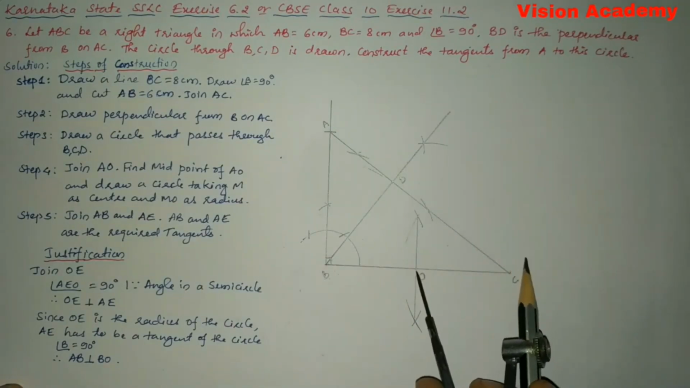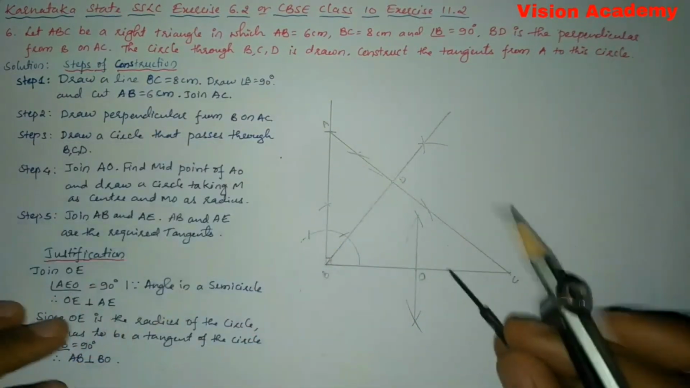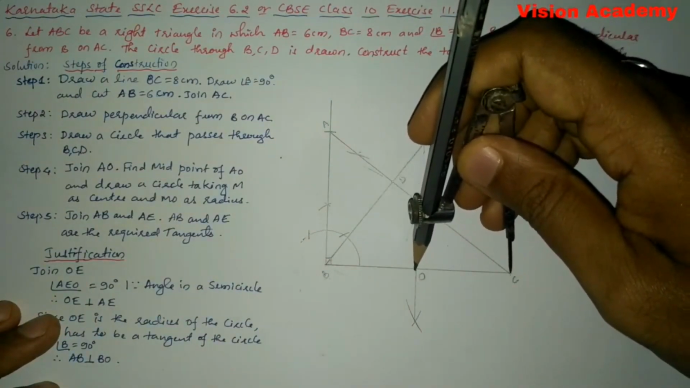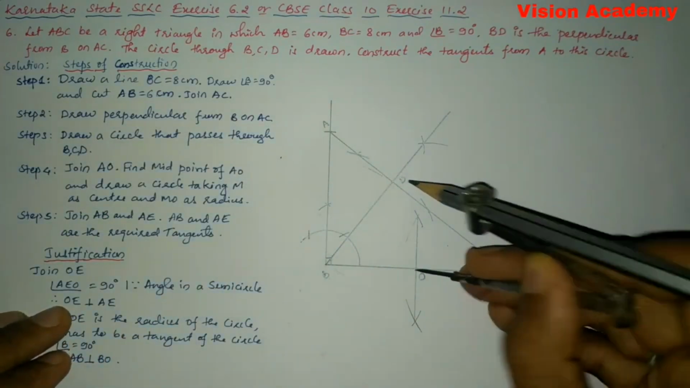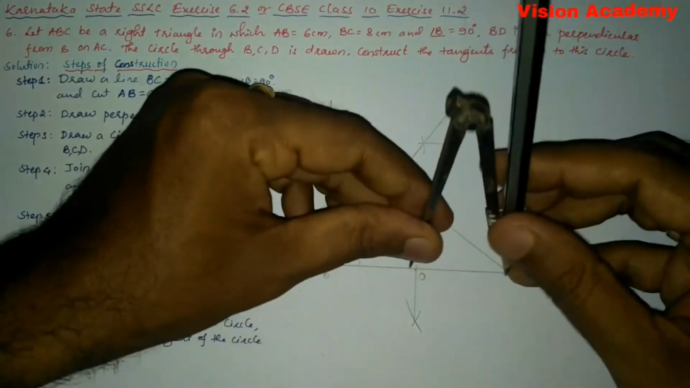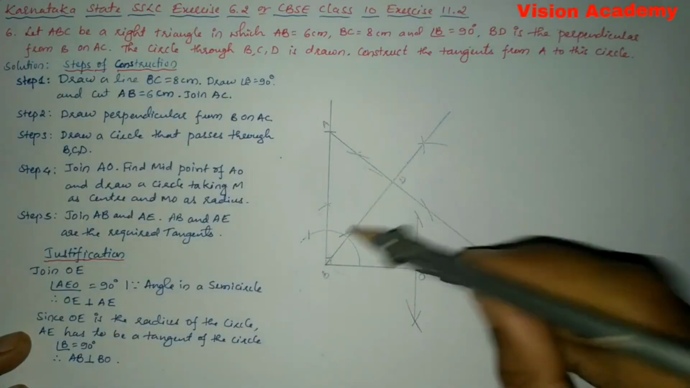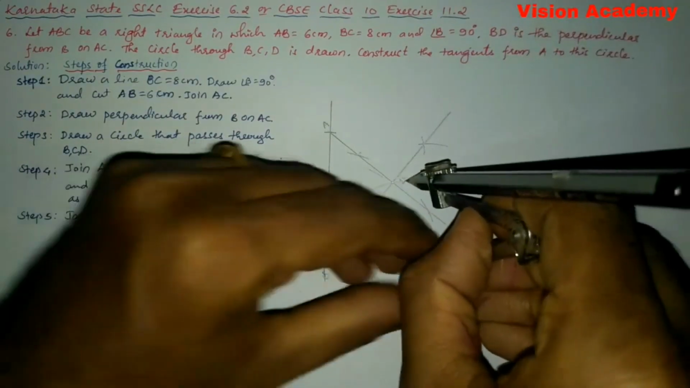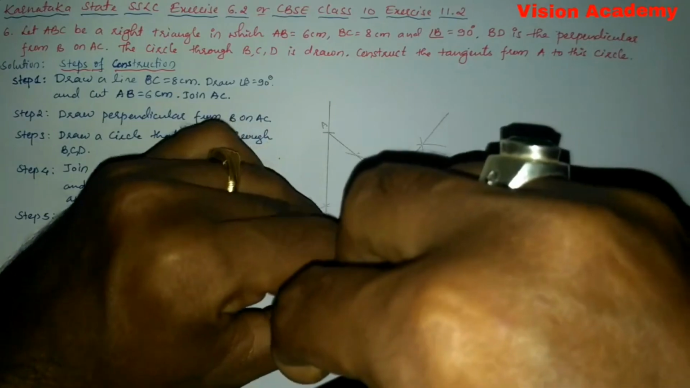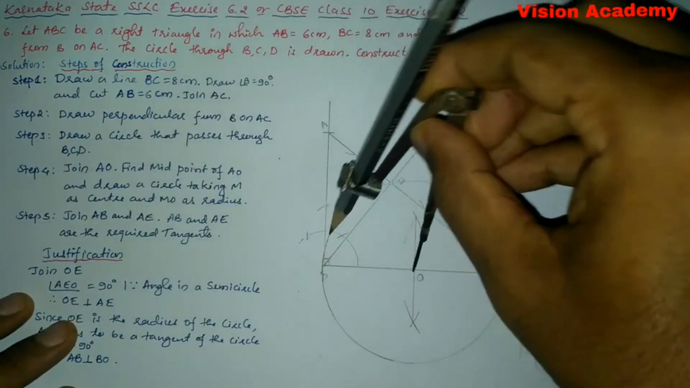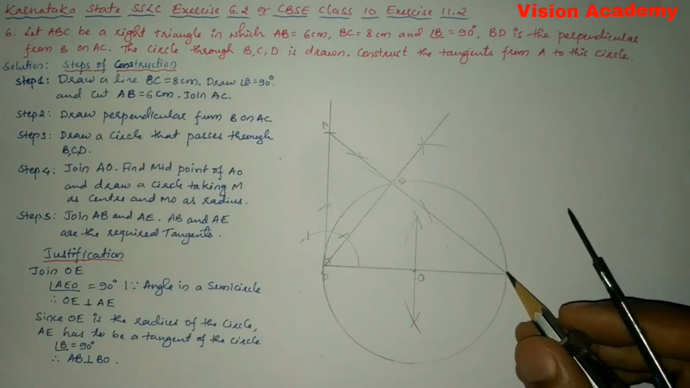Taking this point O as center and OC as the radius, let us draw a circle that passes through B, C and D. You can see it passes through B, C and D. Now let us join AO.